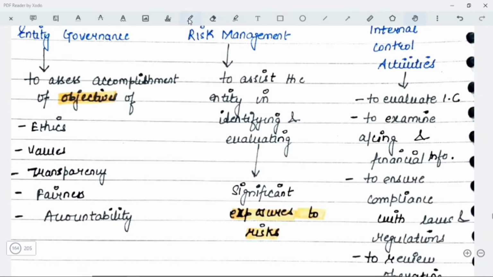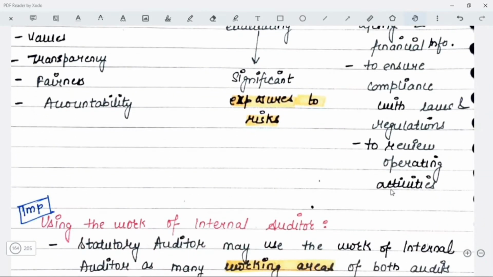First of all, let's talk about entity governance. Now for this, to assess the accomplishment of the objectives of ethics, values, transparency, fairness, accountability. Risk management, to assist the entity in identifying and evaluating the significant exposures to risk. And third one is internal control activities, to evaluate the internal controls, to examine the accounting and financial information, to ensure the compliance with laws and regulations, to review the operating activities. Internal control activities are there.